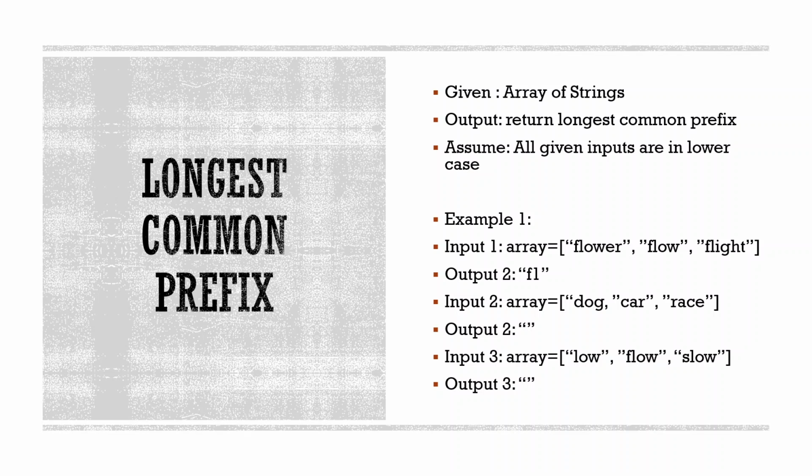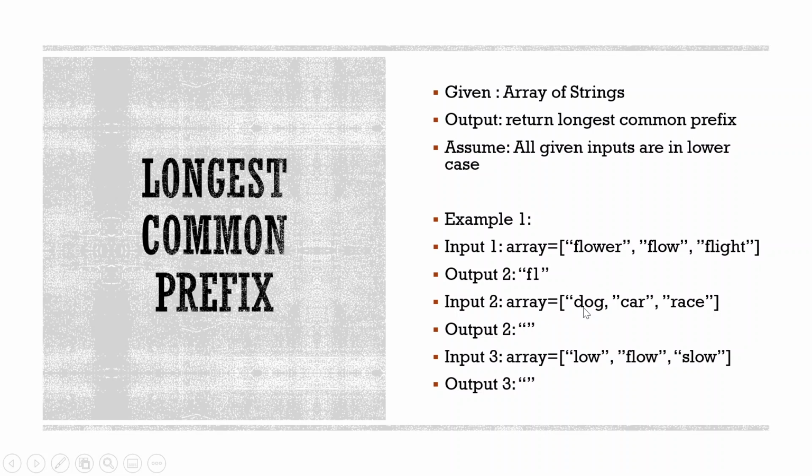For example, let's say some examples. In the example, if the input is an array of flower, flow, and flight, the output should be fl. Here, at the beginning, this is the common prefix: fl, fl, fl. This is common over all these three strings. So the output should be fl.